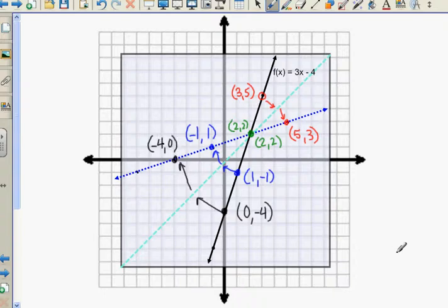And I could do this last one. This last point was negative 1, 1, 2, 3, 4, 5, 6, 7, negative 7. And if I look across the mirror at that point, I get 7, negative 1.